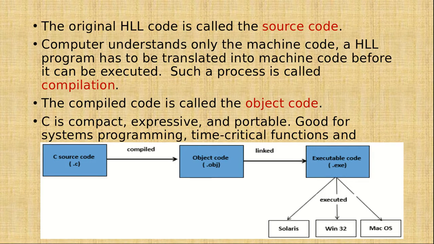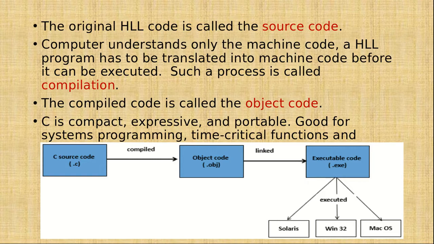The original high-level language code is called the source code. Computer understands only the machine code. A high-level language program has to be translated into machine code before it can be executed. Such a process is called compilation. The compiled code is called the object code.